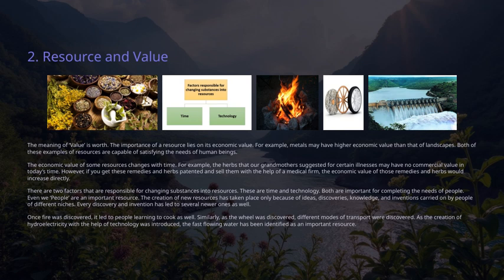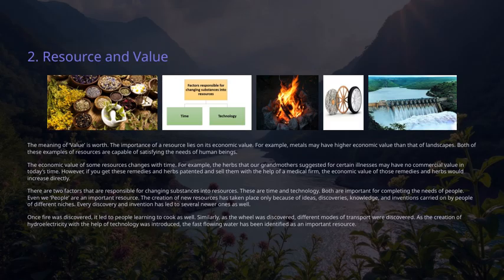Now, what influences these changes? Two main factors come into play: time and technology. Both are crucial for transforming substances into resources that meet our needs. And importantly, we ourselves are an essential resource. Human ideas, discoveries, knowledge, and inventions are the driving forces behind creating new resources. Every new discovery often leads to even more innovations.